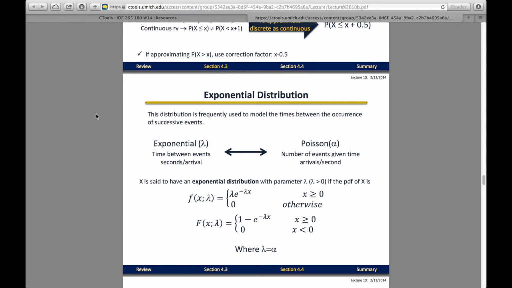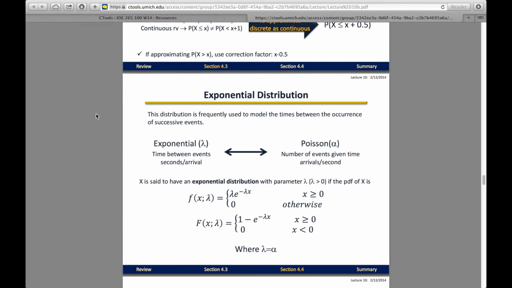And I'm Gary Yu, and today we're going to talk about the exponential and percent distributions, just how to use them and when to use them. So the first thing we're going to talk about is the exponential distribution function, which is used to model the times between the occurrence of successive events.